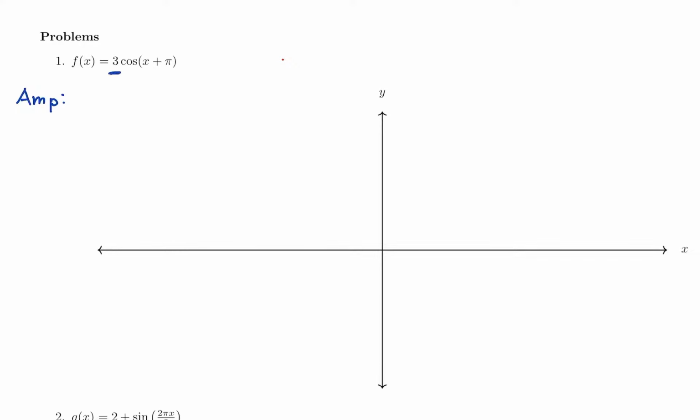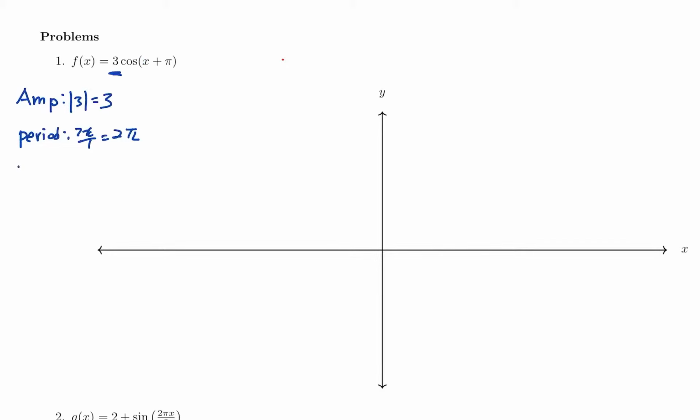Amplitude is the absolute value of this number that multiplies, in this case just 3. What is period? Period is 2 pi over the number multiplied by x, in this case 1, so we do 2 pi over 1, which gives us just 2 pi. That means this graph repeats every 2 pi.